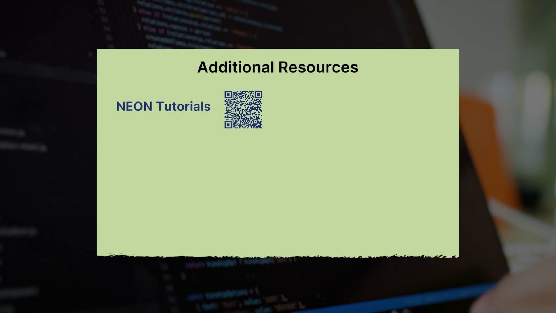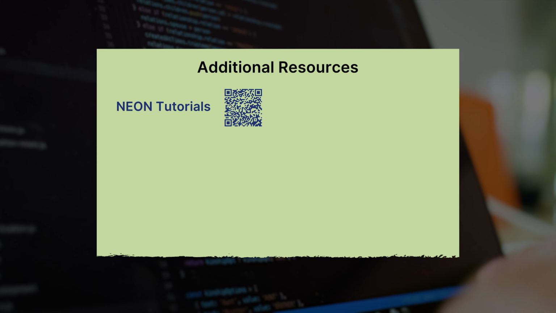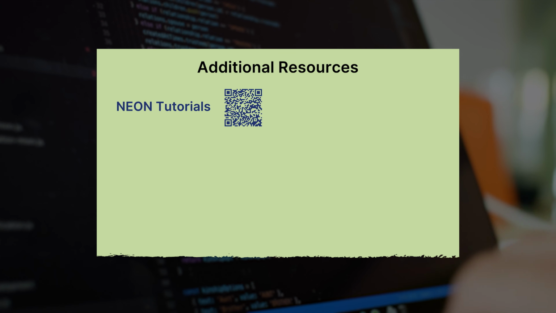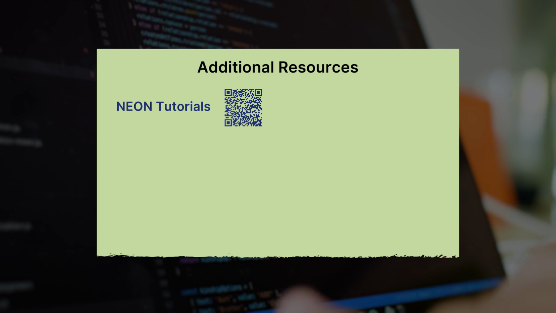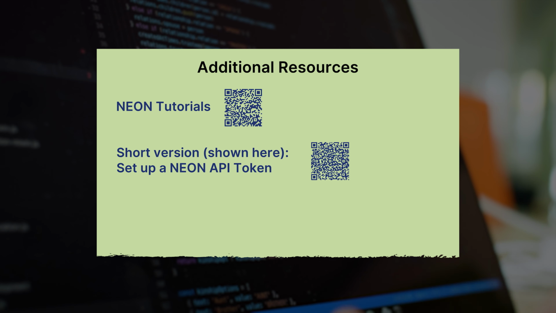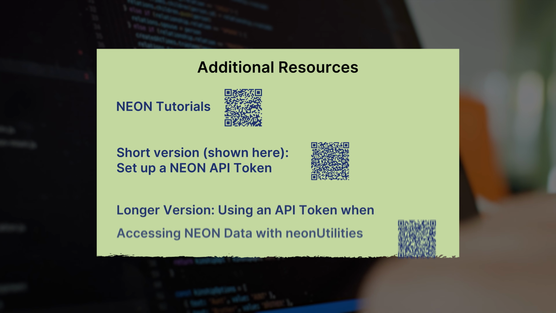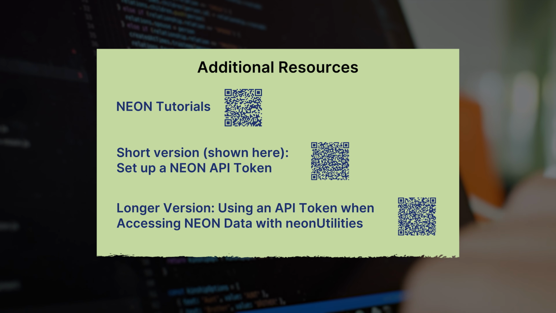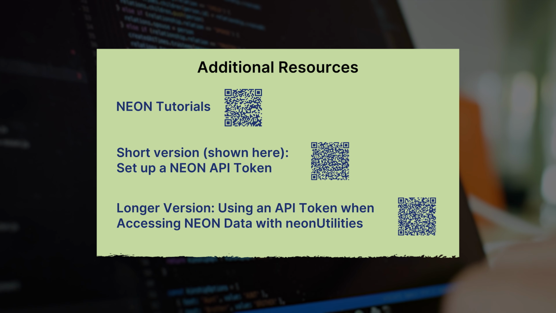To follow along with self-paced online tutorials, check out the Neon tutorial page shown here and linked in the video notes. We have two tutorials that cover setting up API tokens. A short version which covers what was shown in this video called Set up a Neon API token, and a longer version covering a few more options for using tokens in R and Python called Using an API Token when Accessing Neon Data with neonUtilities.